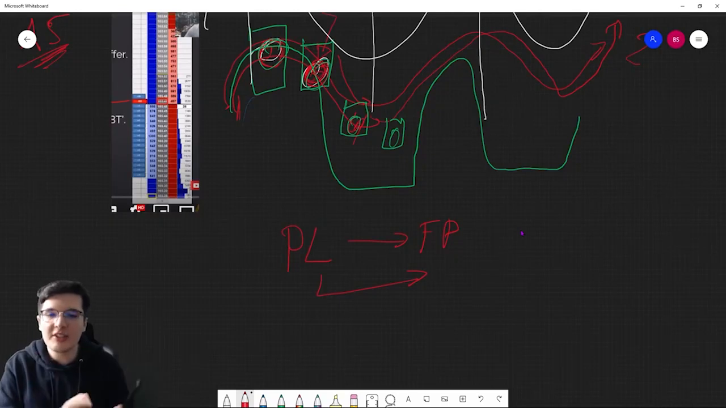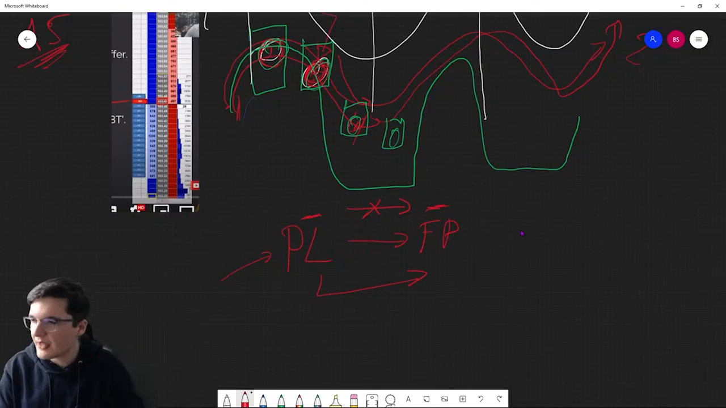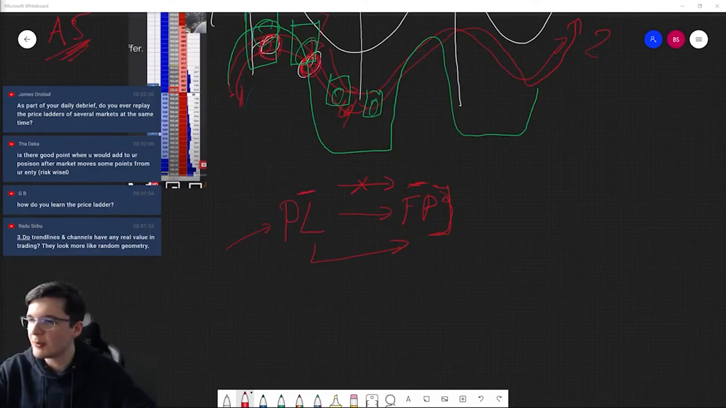You can't replace the footprint with the price ladder, but at the same time, you lose a lot of the information you carry forward from the price ladder to the footprint if you don't look at the price ladder at all. So 100%, Steve, use price ladder, learn price ladder first, and then you should make that transition into the footprint that much easier. Would you recommend new traders spend more time learning economic news affecting the market rather than getting lost in learning order flow tools?